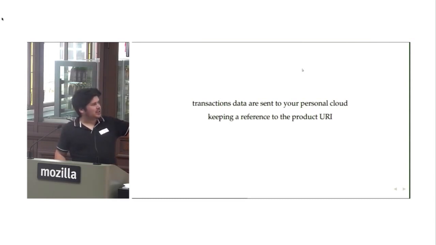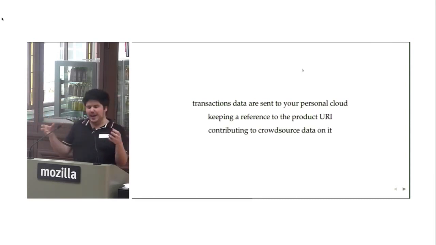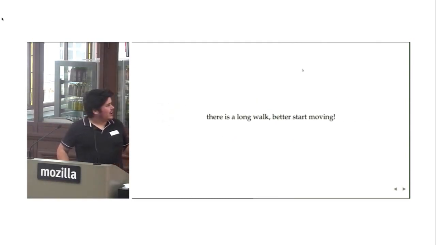And what could be possible with those transactional data, keeping a reference to the product URI, is that we could start to crowdsource, to gather data from our use of this product, and re-inject those data gathered from citizens into citizen-controlled databases. And we could fight, for example, planned obsolescence or things like that just by gathering crowdsourced citizens' data. So there are a lot of things possible. But there is a long way to walk to get there.